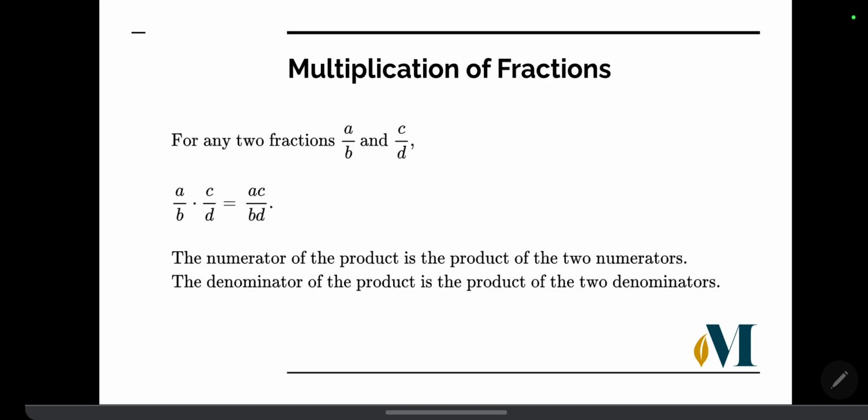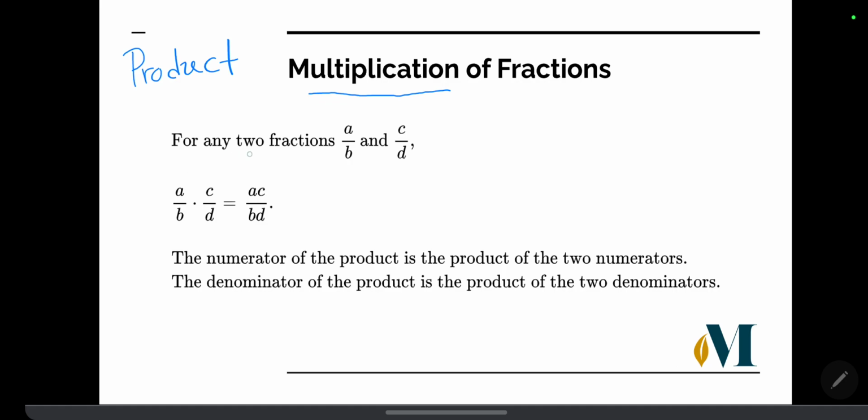Alright, so multiplication of fractions. Let me start off by saying that if you see the word multiplication, you are multiplying. And when you multiply, this is the exact same thing as taking the product. So if you see product, and you're taking the product of two numbers, then you're multiplying these two numbers. All right, so let's get into it.